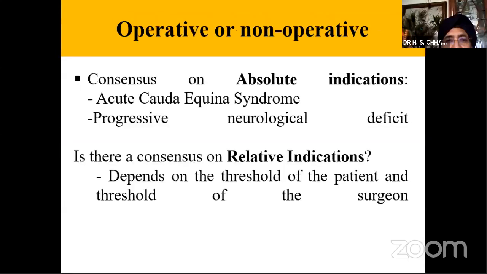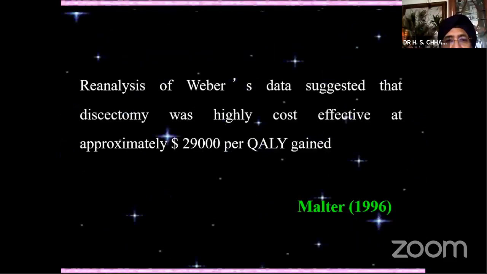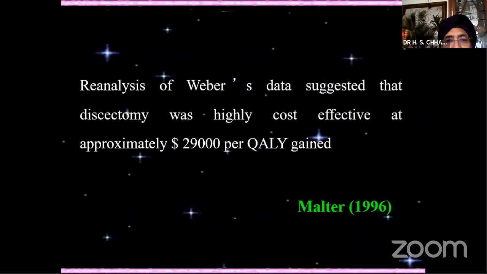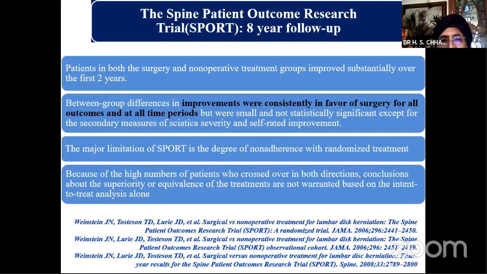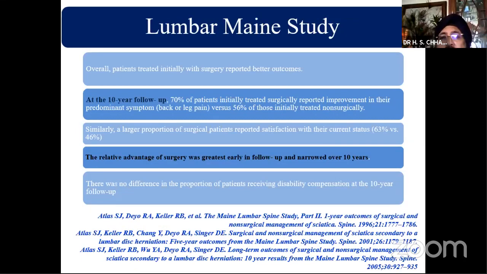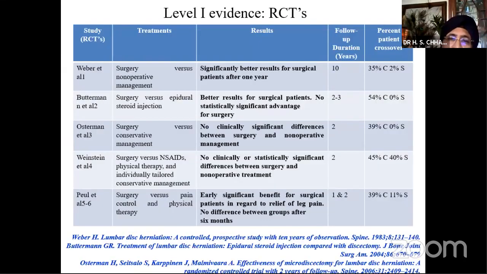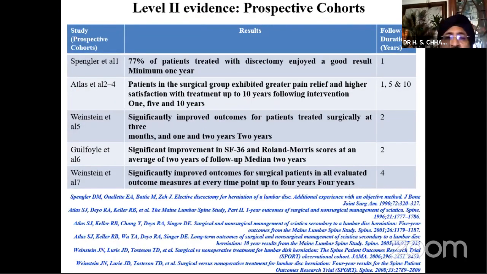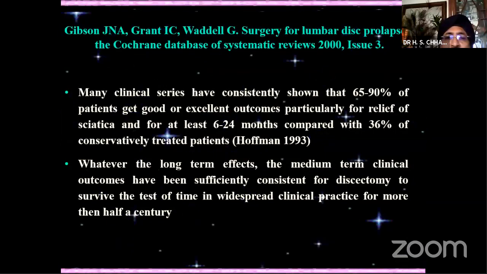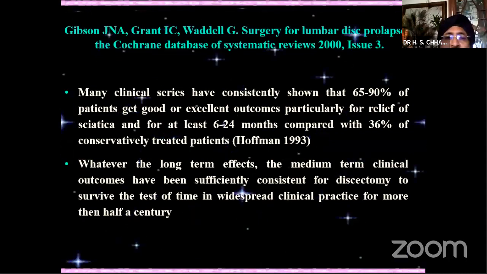What is the period of treatment? So for absolute indication, there's a consensus. But on relative indications, it depends more on the threshold of the patient and the threshold of the surgeon per se. But it has been clearly proven that discectomy has stood the test of time through various trials. The SPORT trial being one, the Lumbar Main study also showing good results, at least in the short-term follow-up. So there's good level 1 evidence in favor of discectomy. There's also level 2 evidence in favor of discectomy, though many of them say that long-term results do not differ. But the medium-term clinical outcomes have been sufficiently consistent for discectomy to survive the test of time in widespread clinical practice for more than half a century.